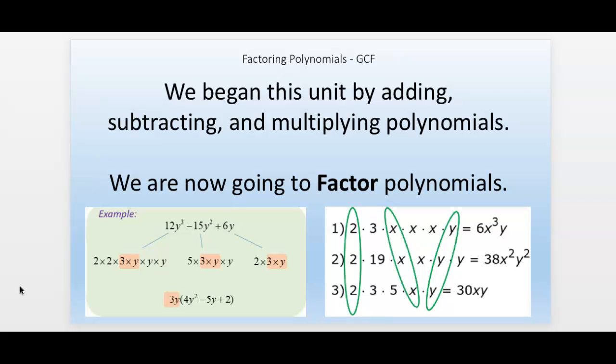Now guys, in this unit we started, if you remember, we added, subtracted, and multiplied polynomials. Now we're going to factor them. And factoring is kind of the opposite of multiplying. It's kind of like division.